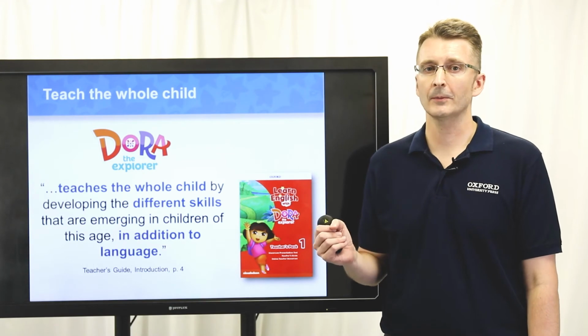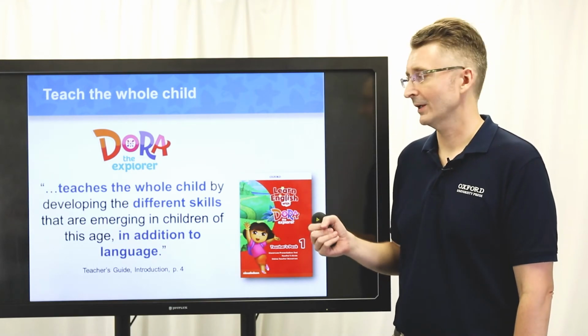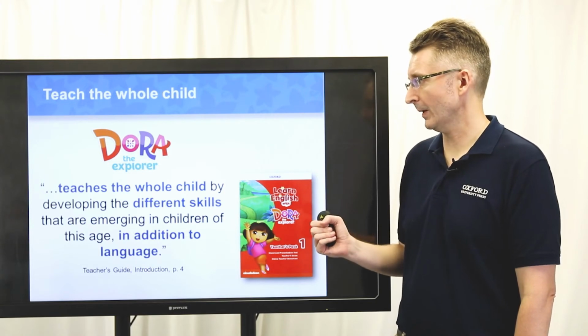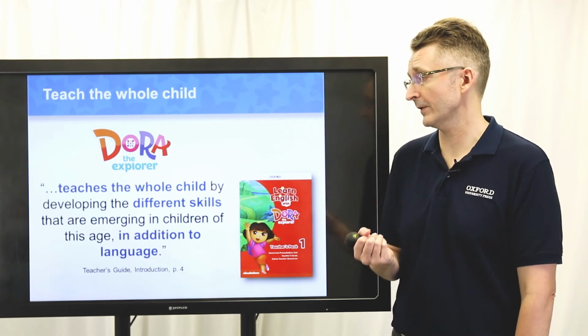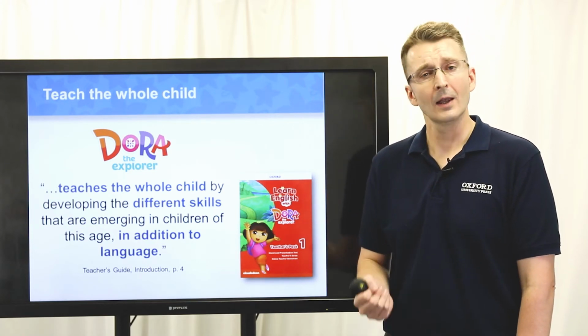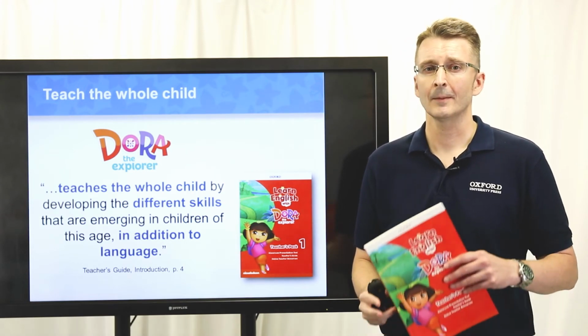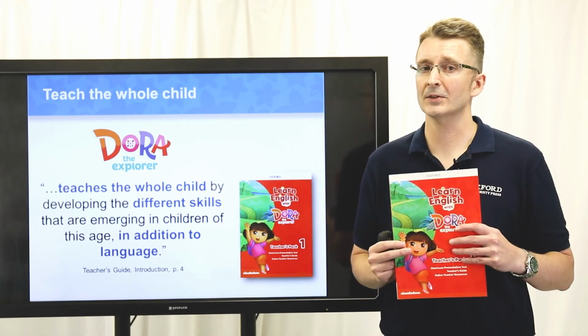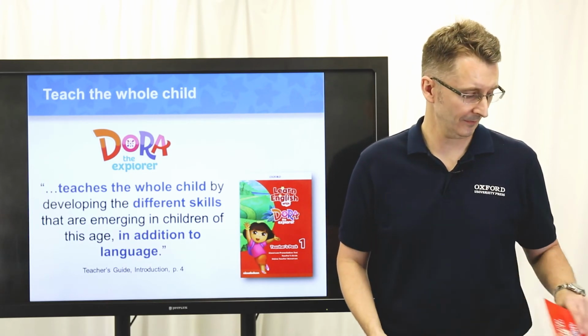As this quote from the Teacher's Guide makes clear, Dora the Explorer teaches the whole child by developing the different skills that are emerging in children of this age in addition to language. And if you want to find out more about the methodology behind the course, please look at the first few pages in the Teacher's Guide to get that in more depth.